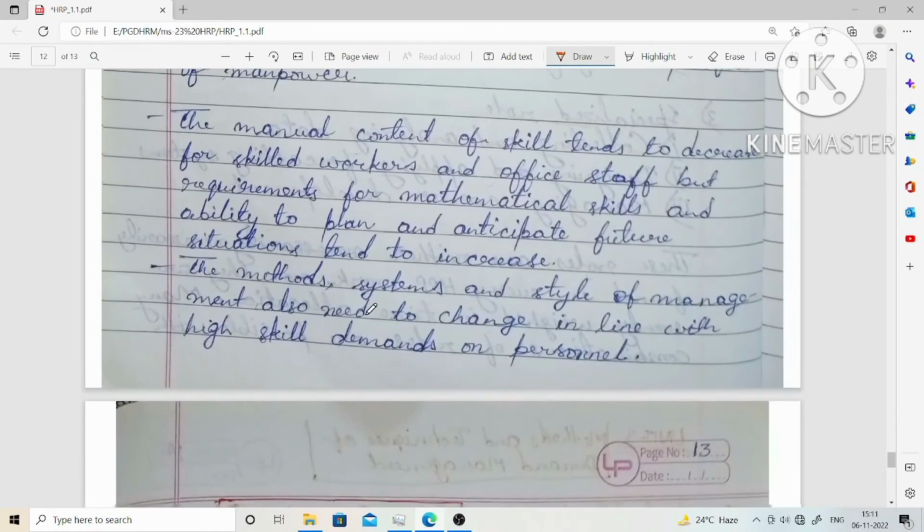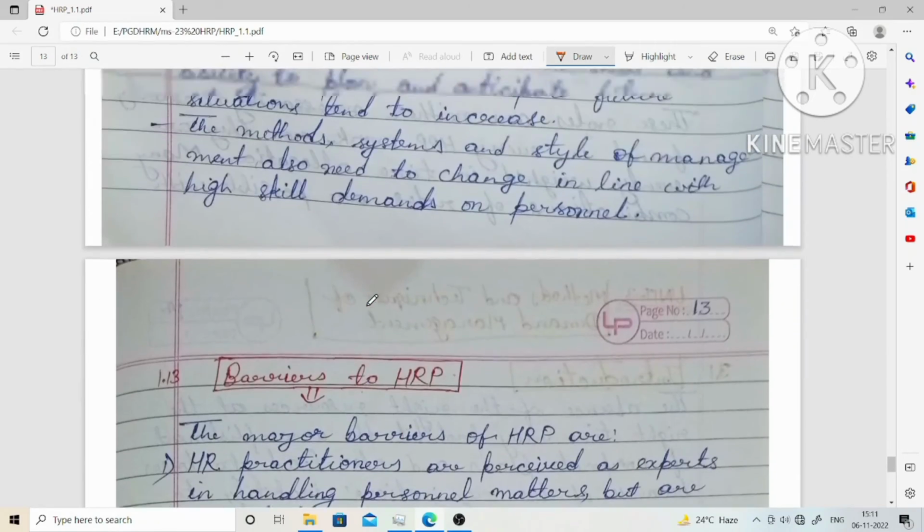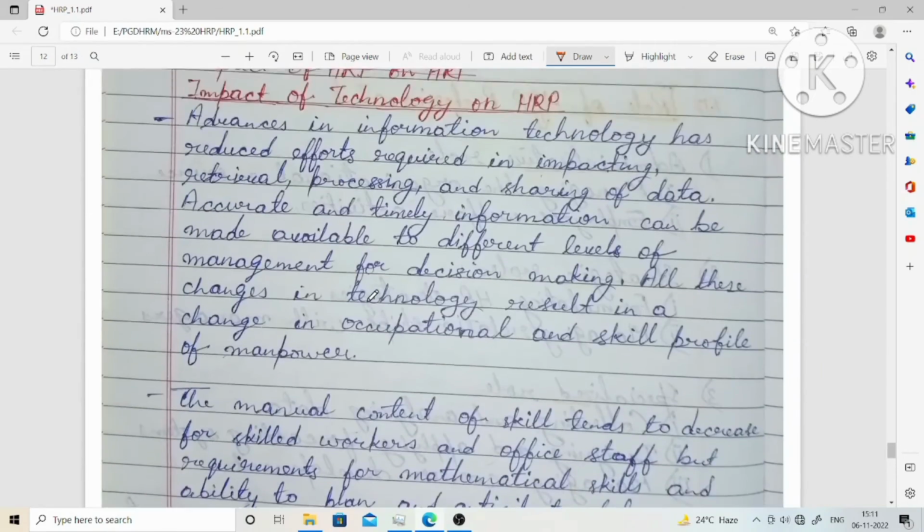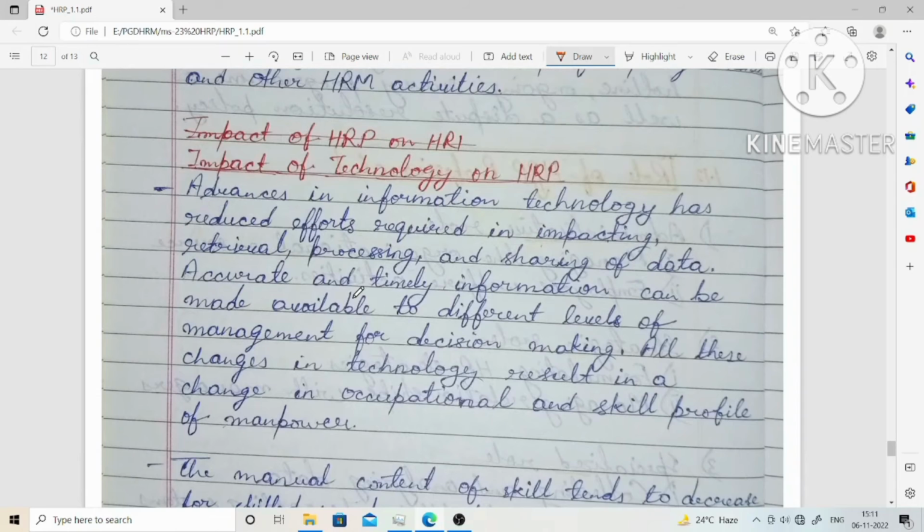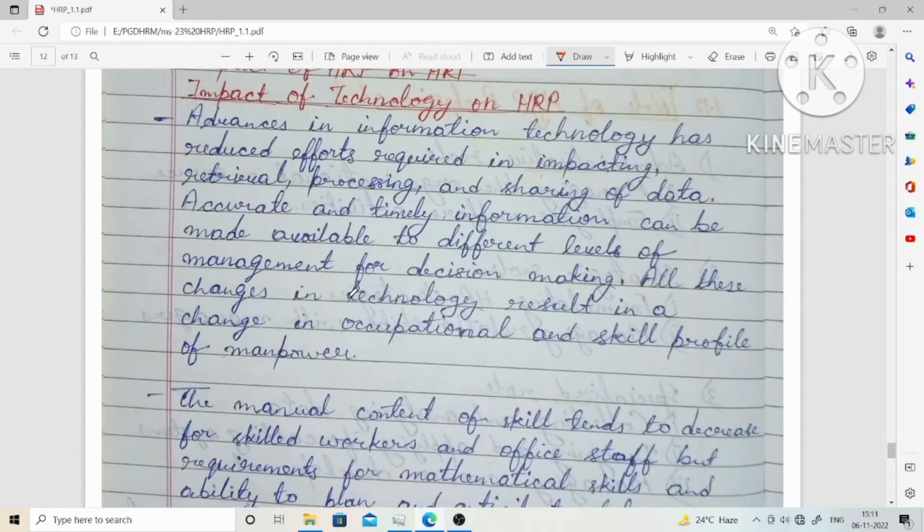Now next given, the impact of technology on human resource planning. So we all know that technology is advancing very fast, so that's why many different kinds of technology are used in human resource planning also. So that's why it is written here.